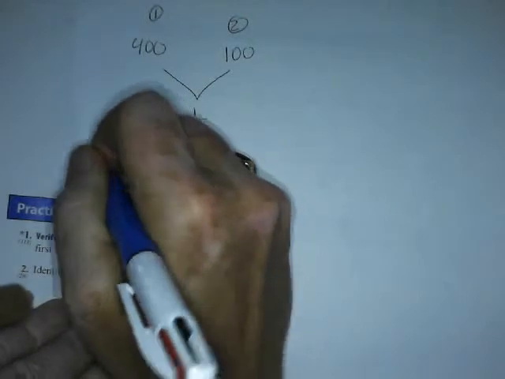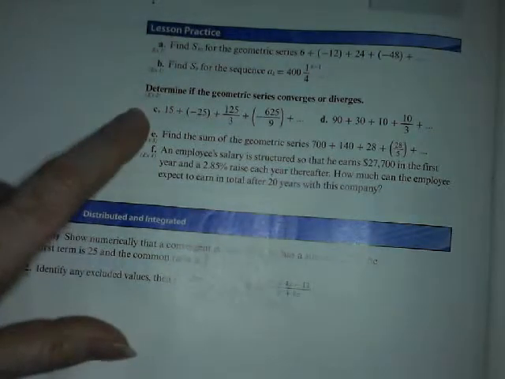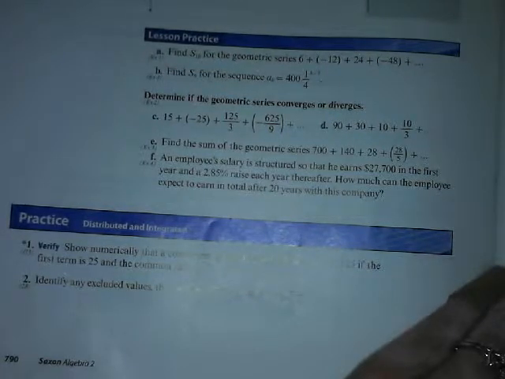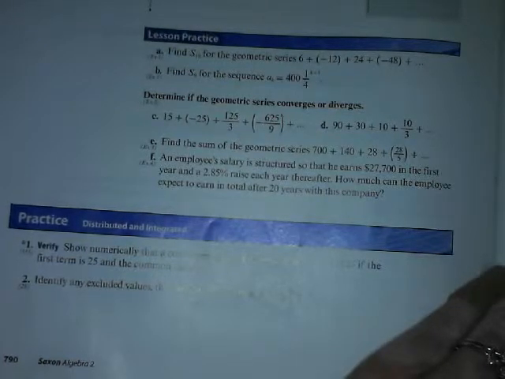Here's C. So letter C said, oh, it's here. I'll write it down, then I'll put it where you can see it. 15 plus negative 25. You guys, while I'm writing this, you can guess what the multiplier is. It's probably some negative number. I don't know if I can guess.